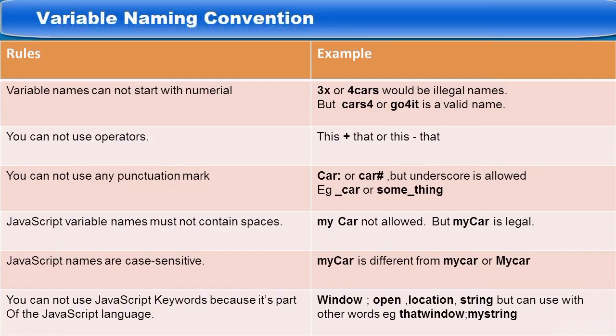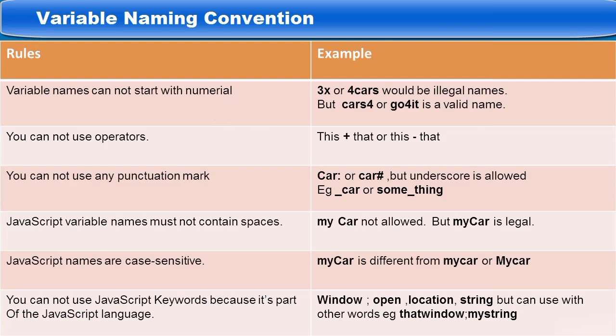So the first thing to take into account is that variable names cannot start with a numerical. For example, you can't use a number. You can't name a variable 3x or 4cars. Just for example, those would be illegal variable names. However, you can combine the numbers with text. You can call a variable maybe cars4 or go4it and things like that. They are perfectly valid variable names.